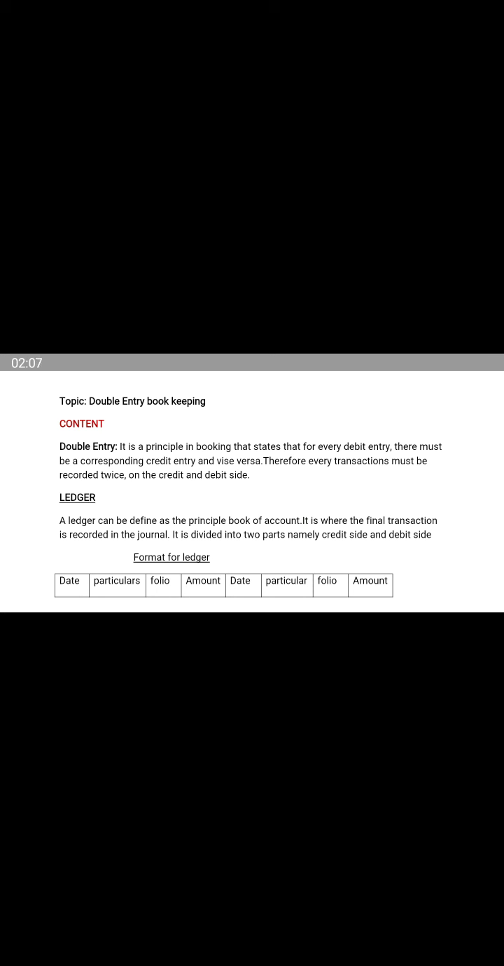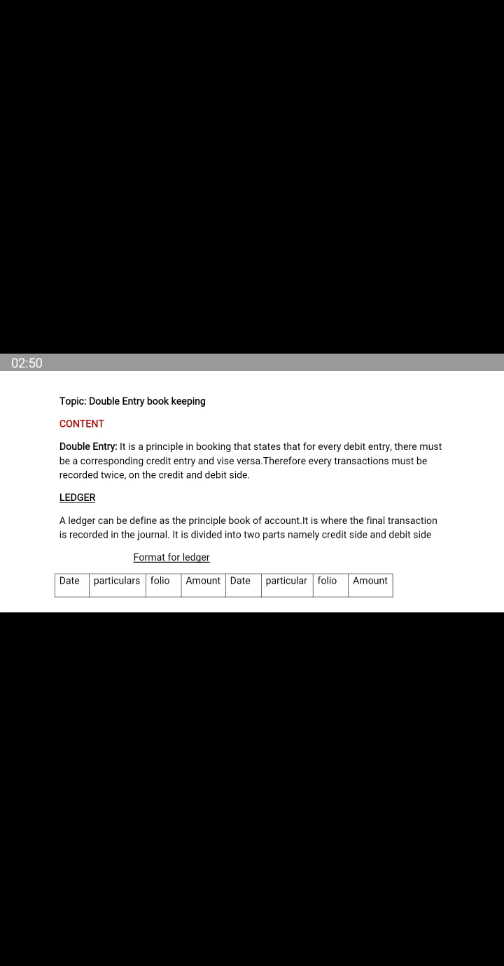Now, what is a ledger? A ledger can be defined as the principal book of account. It is where the final transaction is recorded from the journal. The ledger is divided into two parts, which are the credit side and the debit side. The debit side of a ledger receives value, while the credit side of a ledger gives out value.